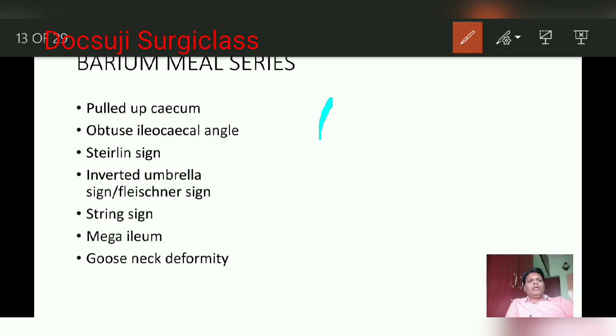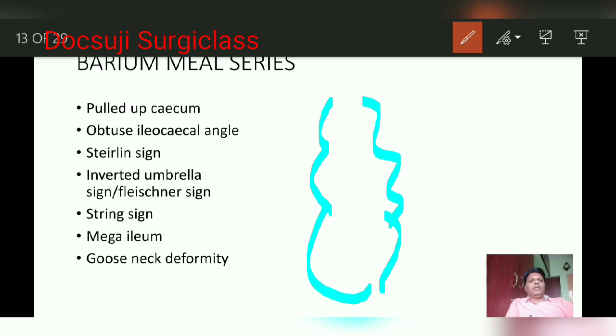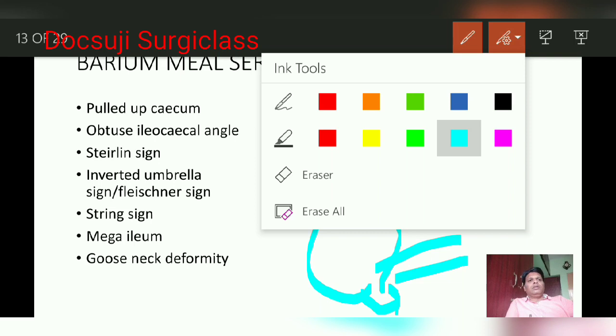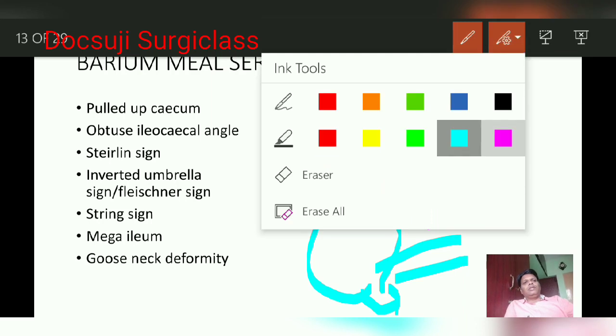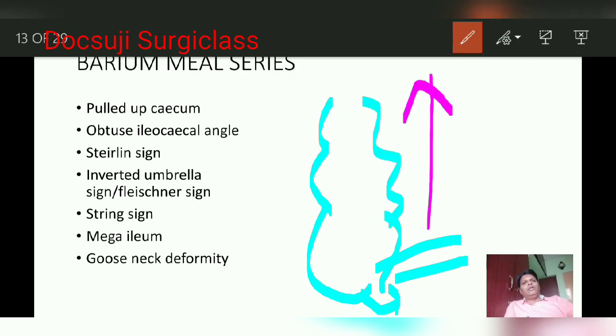Normally you have the ascending colon, then the cecum, then the appendix and ileum. What will happen is the cecum will be pulled up. The cecum is normally present in the right iliac fossa, but it will be pulled upward towards the right subhepatic region because of the inflammation, so the cecum is present at a higher position. This is one thing. And you see the angle between the ileum and cecum.